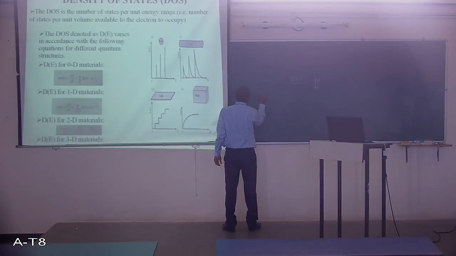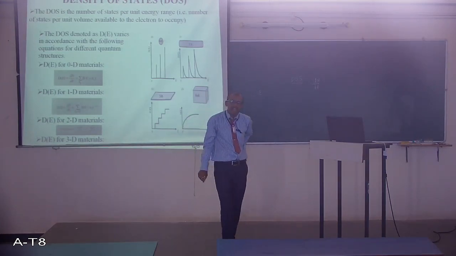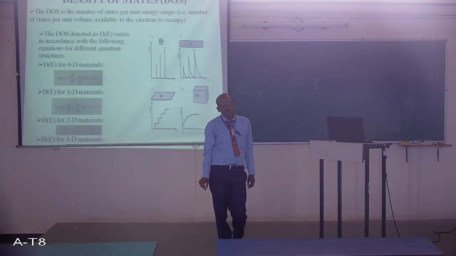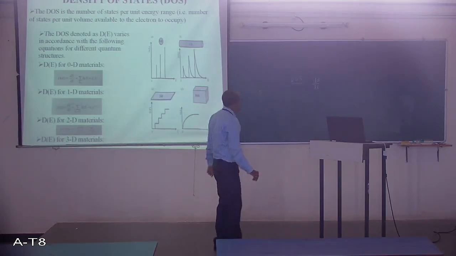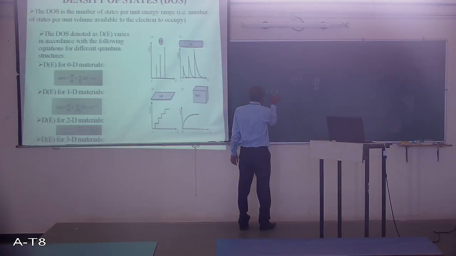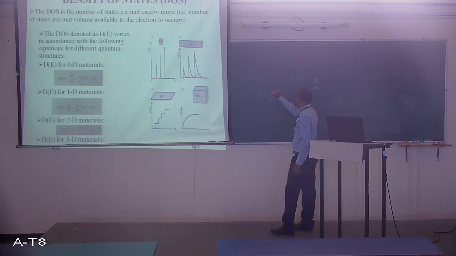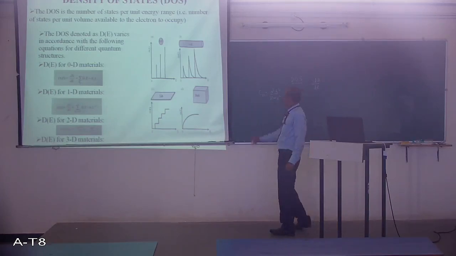Already we have studied the energy eigenvalue in quantum mechanics. In this, En is equal to n square h square divided by 8m L square. What is L? L is the length, n is the quantum number, and En is the energy. Now these are the energy states.